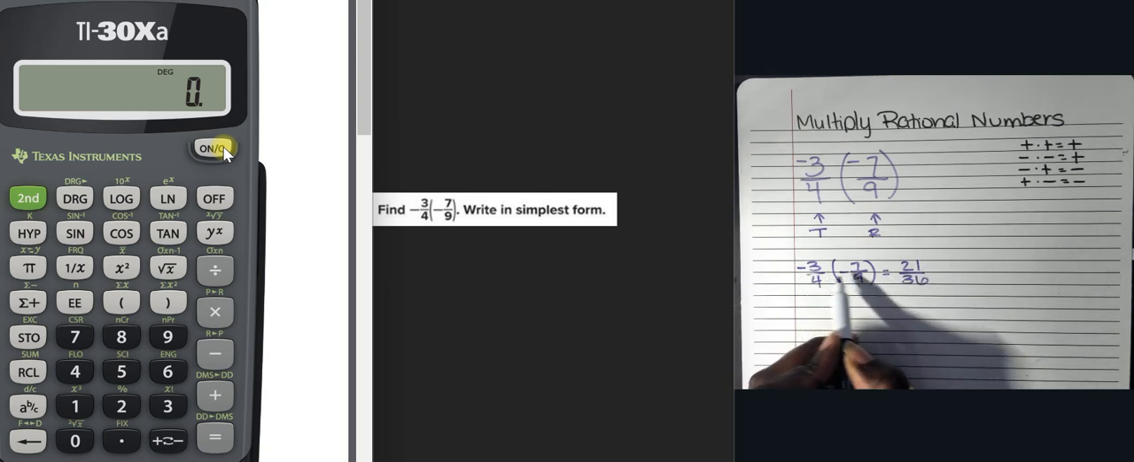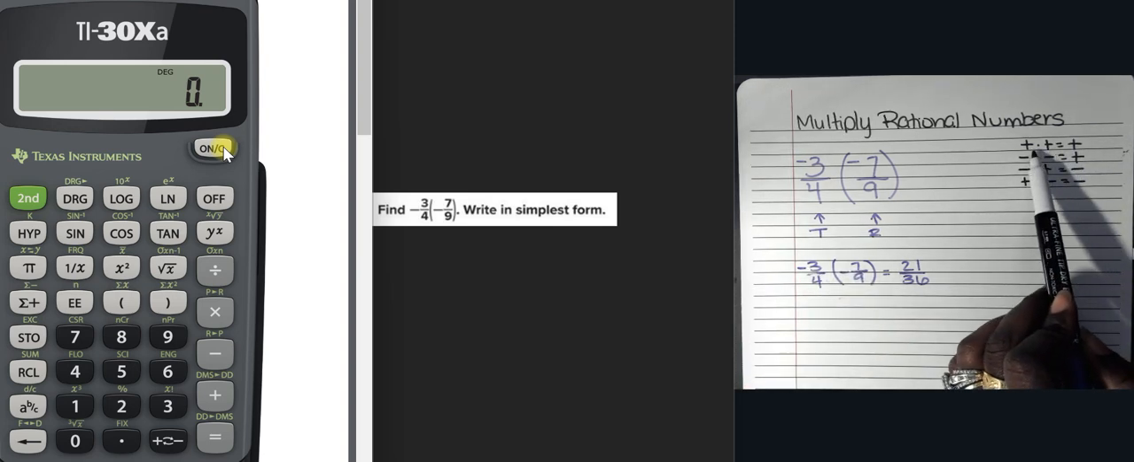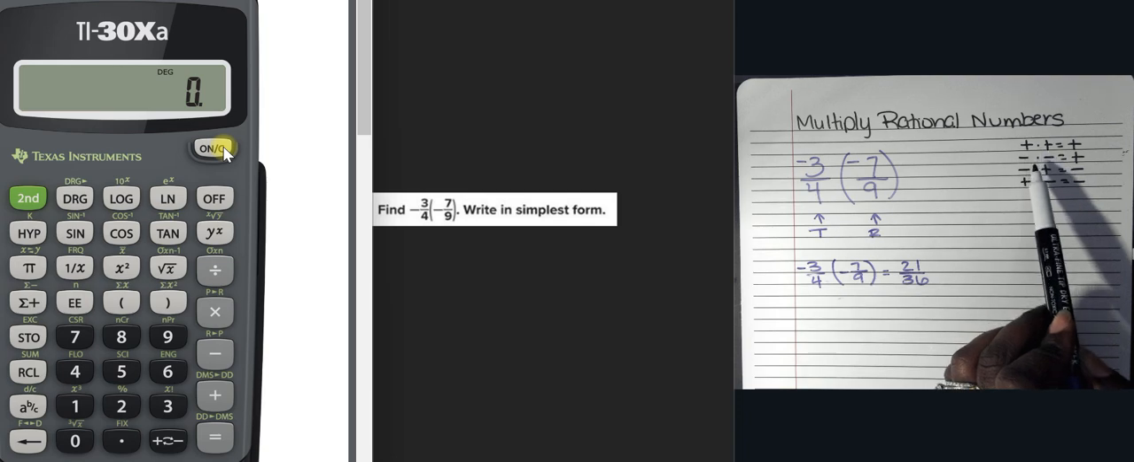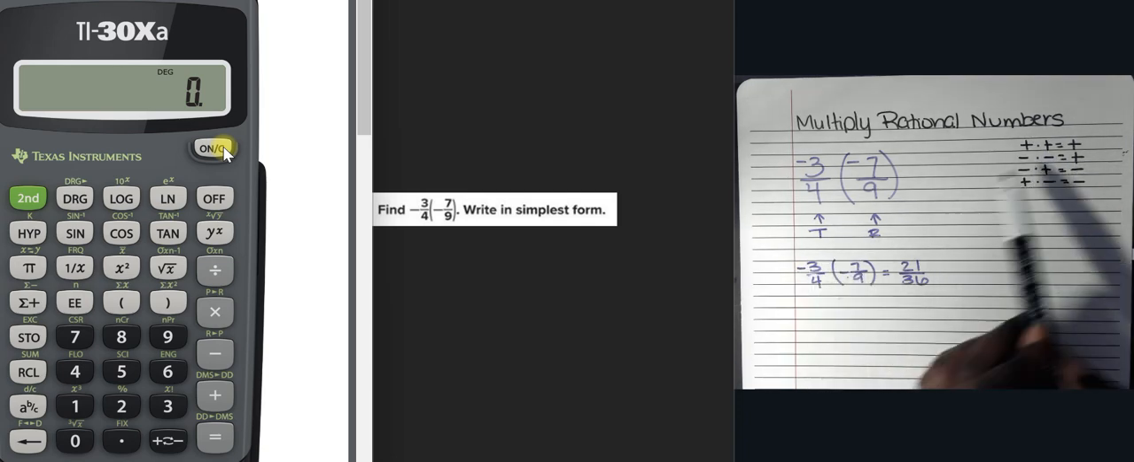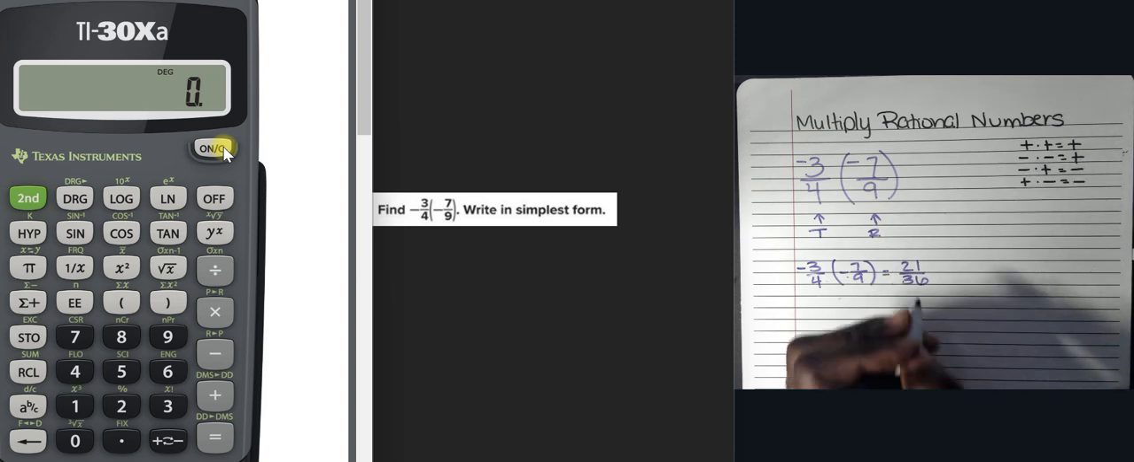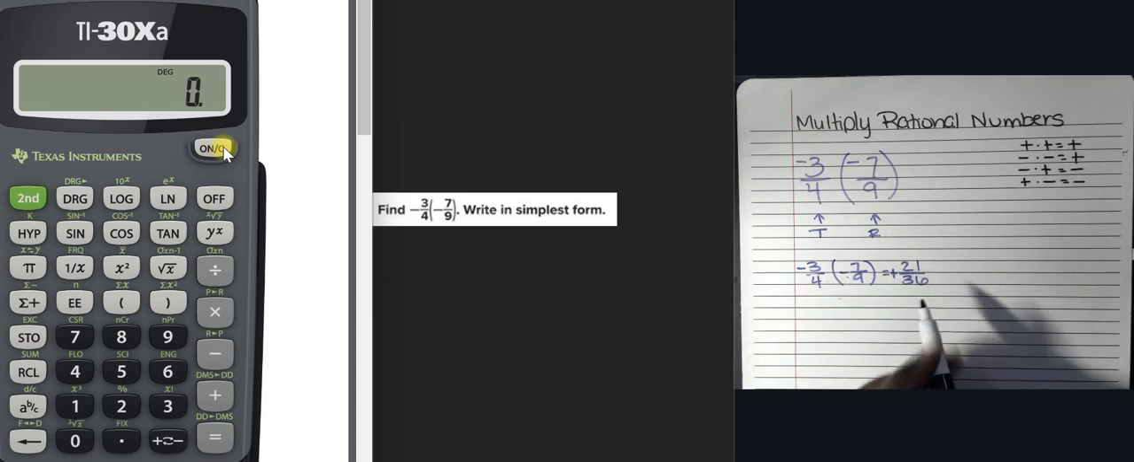Okay. Now, as far as the sign, if it's going to be positive or negative, remember our rules about our signs. If we have two of a kind, remember it's going to be positive. So we have two negatives, which means that this is going to be a positive. Okay. So this is positive. Remember, if it's positive, you don't even have to put a sign in front of it, but I'm just doing it for this first example.